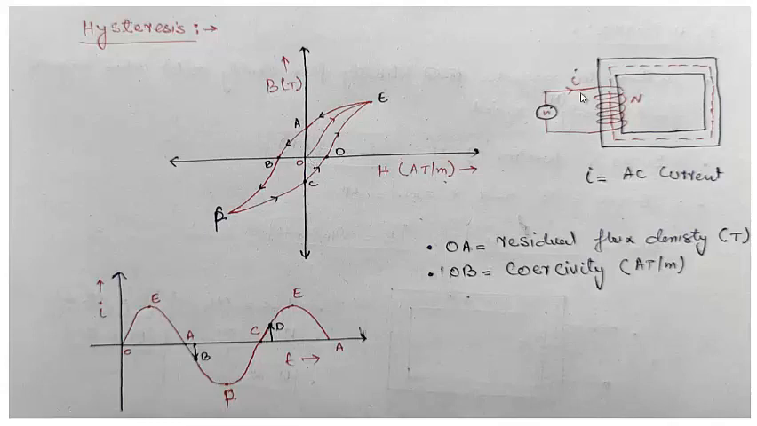But since there is some residual flux, once the first cycle has traced this path, it will continuously follow this path from here to here in the other cycles. So the retaining of the magnetic flux density is known as hysteresis. And the loop that it makes in this way, you can see it's a closed loop, is known as the hysteresis loop.